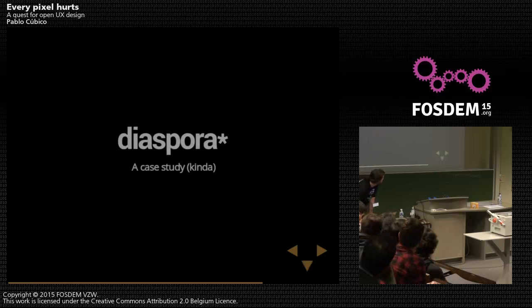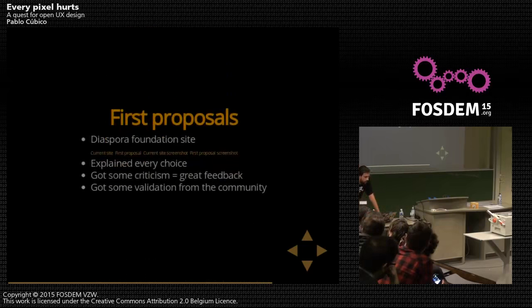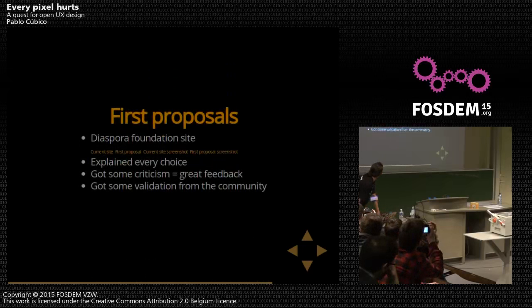I'm going to show you a little of what my experience was with Diaspora last year. So I got validation, which was an advice I got from Sean Tilley. He told me, write a patch, write something small, send a small pull request, and you'll get validation from the community, and then you will be able to suggest more changes. So I contributed a patch, then contributed a greater patch, and then I started with really shaky stuff, like changing the whole Diaspora Foundation site in one step without asking anyone, which is the exact opposite of what I said in this talk. But that was good, I'll show you very quickly what the current site is.